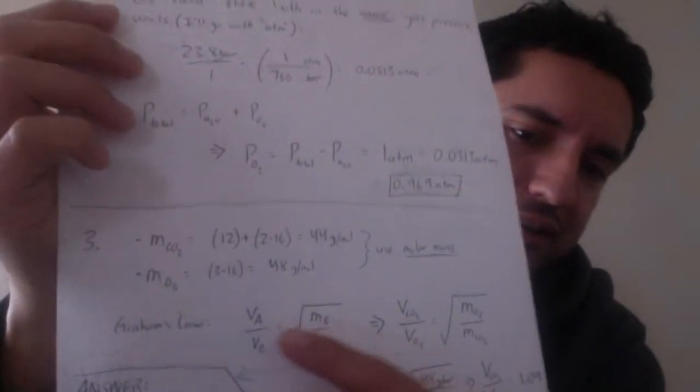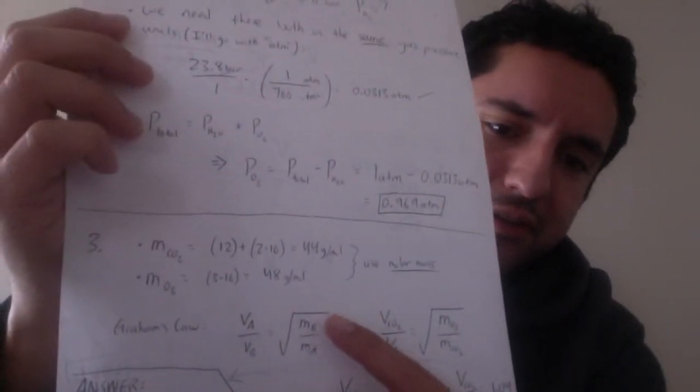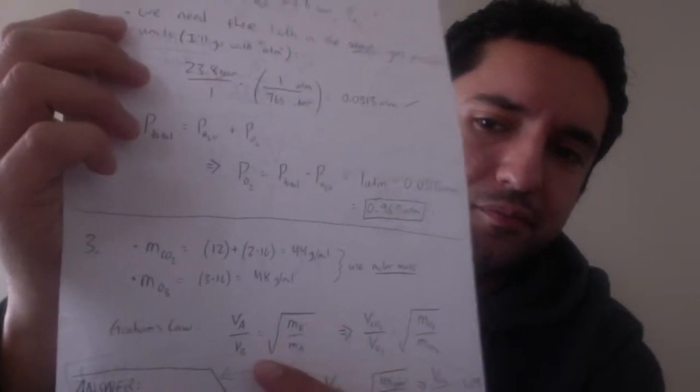I saw a lot of you got that too, so that was nice. So that's just the thing you have to remember: the velocity of A is up here, the molar mass of A is down there, and vice versa. The same for B, right?